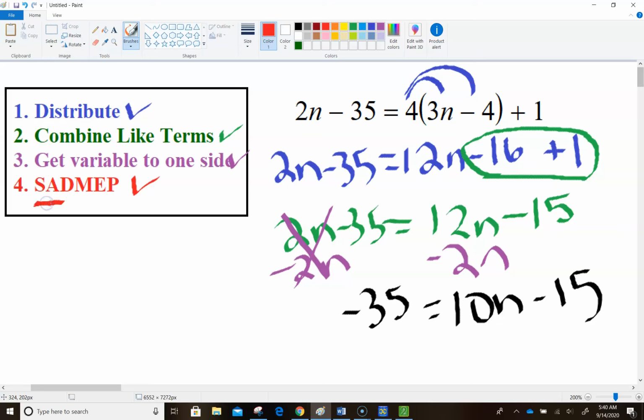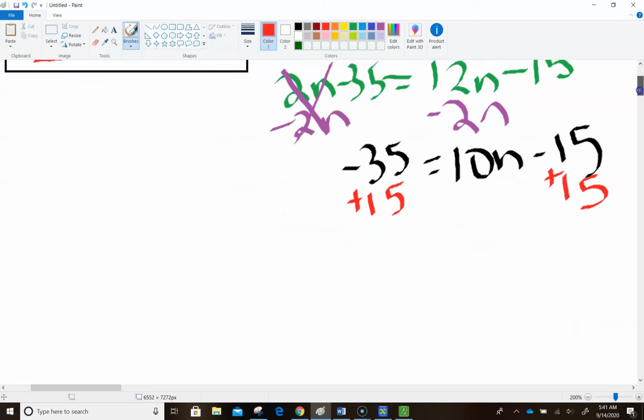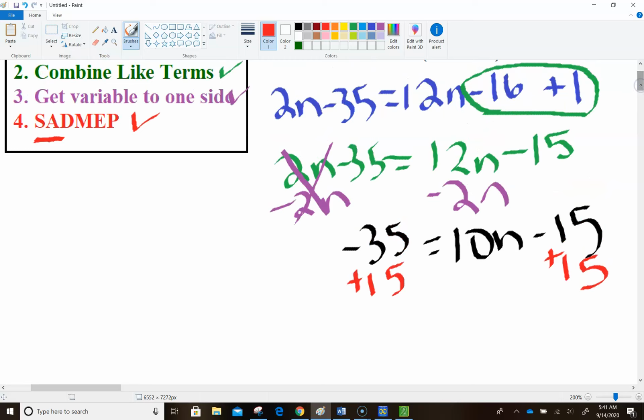Remember, it's always subtract or add first. So I have this 10n minus 15. I need to get rid of the subtract 15 first, so I would add 15 to both sides of this equation. Here I've got different signs, so I'm just going to subtract. 35 and 15 gives me 20. And I'm going to keep the sign of the larger number, negative 20, equals 10n.